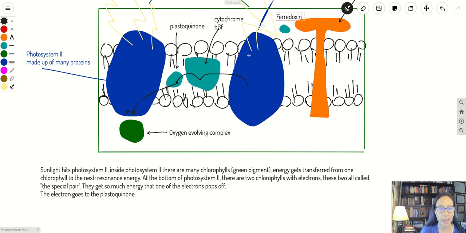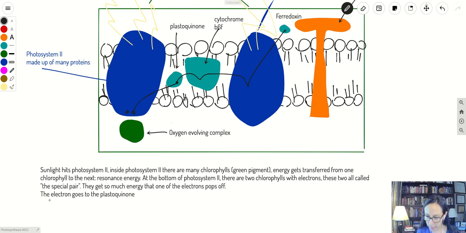Let me write that down here. Ferredoxin. And so that electron has jumped from the photosystem 2 to the plastoquinone to the cytochrome B6F to photosystem 1. And then there's more sunlight energy that's being funneled down. So it gets even more energy. And then that electron finally jumps to the ferredoxin. Okay, so that's where the electron ends up.